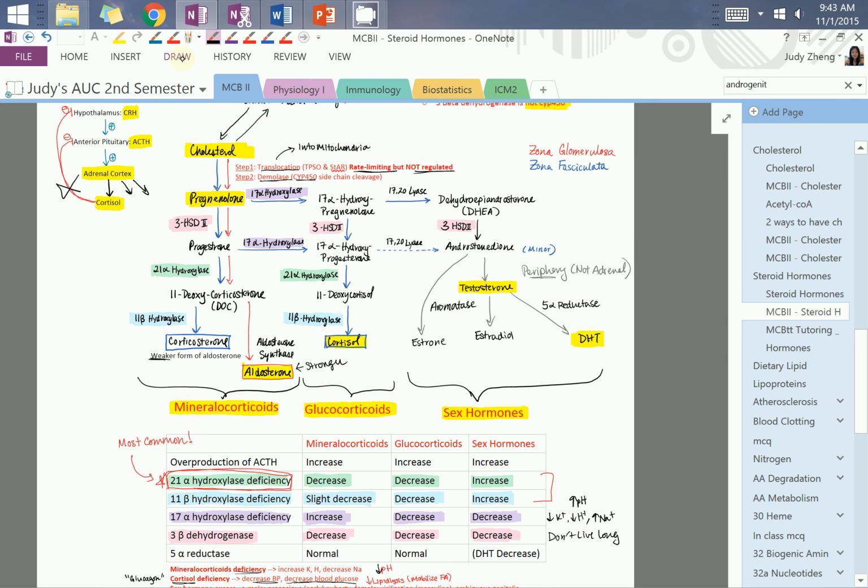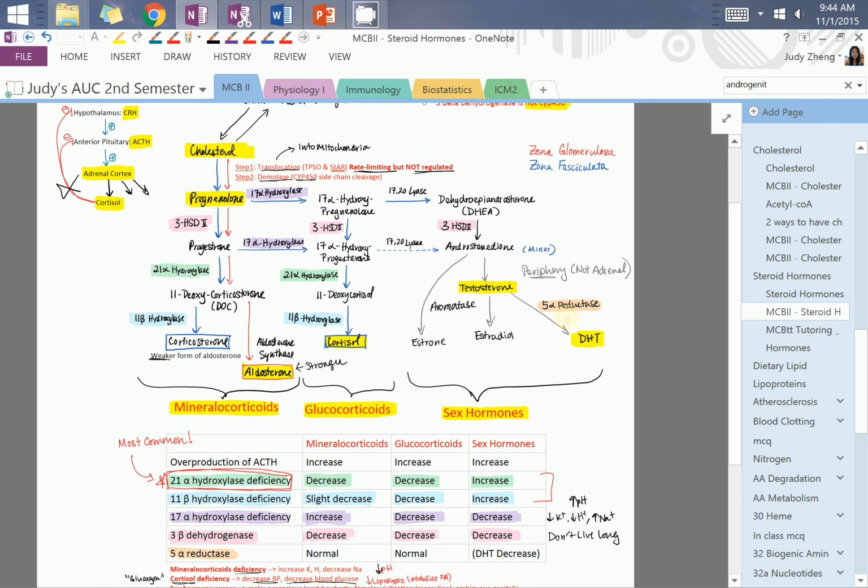Okay, and then the last one we're going to talk about is the 5-alpha reductase. And 5-alpha reductase is right here. So 5-alpha reductase is not found in the cortex. It's not found in the adrenal cortex. It's found in the periphery, like your hair follicles and your sebaceous glands. So they're basically not found in the adrenal cortex.